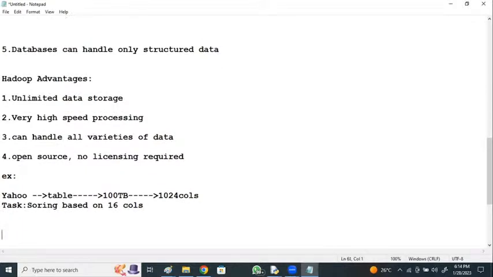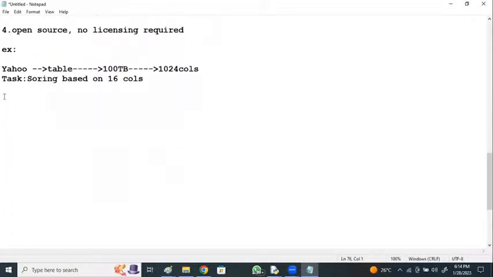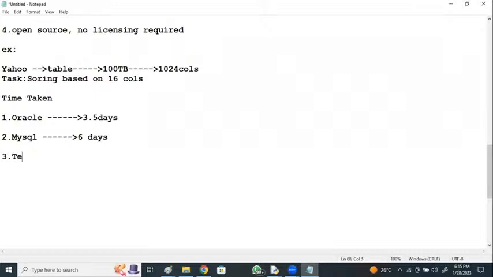What is the time taken by various databases? First one, Oracle has taken nearly 3.5 days to process this. MySQL has taken nearly 6 days to process it. Specialized databases like Teradata, used for data warehouse purposes and able to handle TBs of data, have taken 4.5 hours. Another specialized database like Netezza has taken just 3 hours to process this.